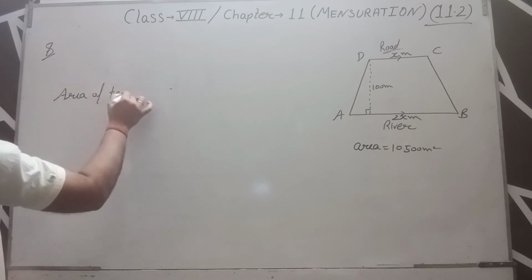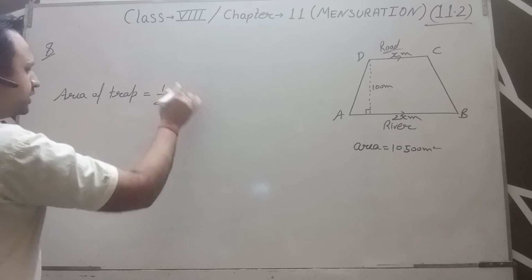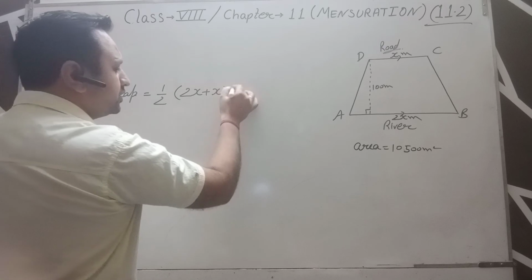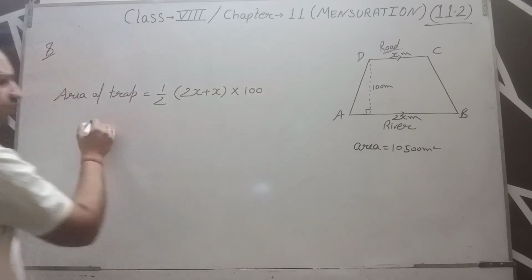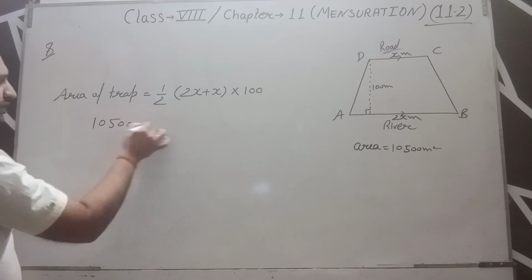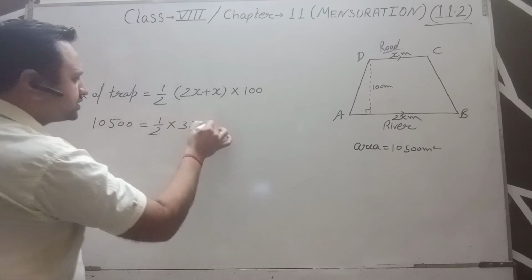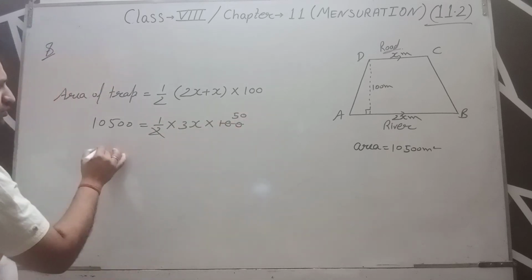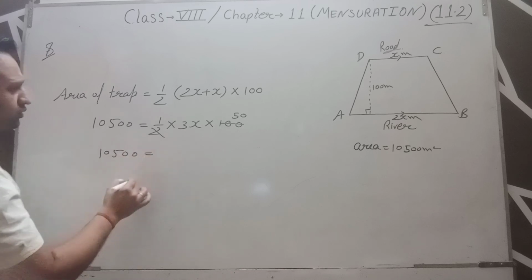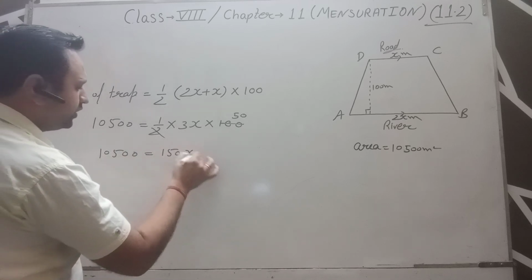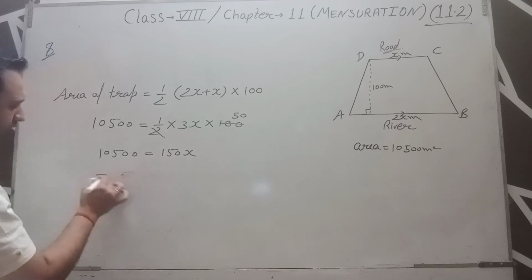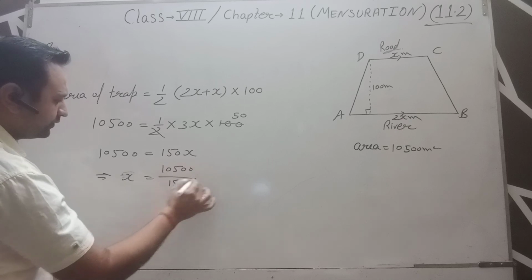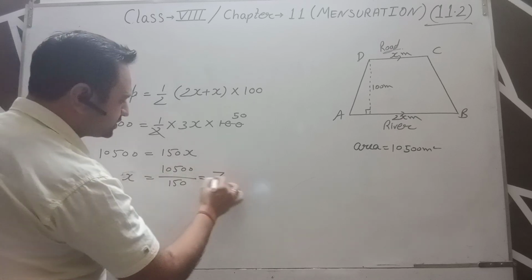Area of trapezium is equal to 1/2 multiply sum of parallel sides, it means 2x plus x, and into height, it means 100. Area of trapezium 10,500 is equal to 1/2 multiply 3x multiply 100. So 10,500 is equal to 150x. Now we have to calculate x. So x is equal to 10,500 upon 150. So the value of x is 70.